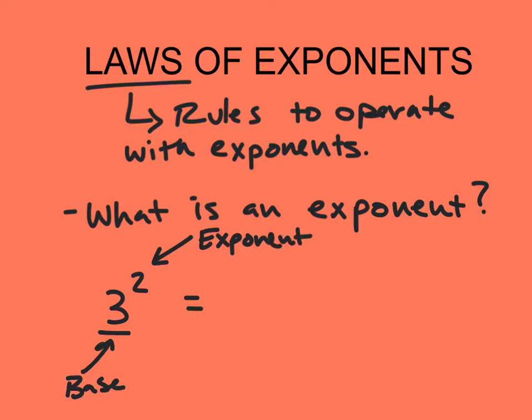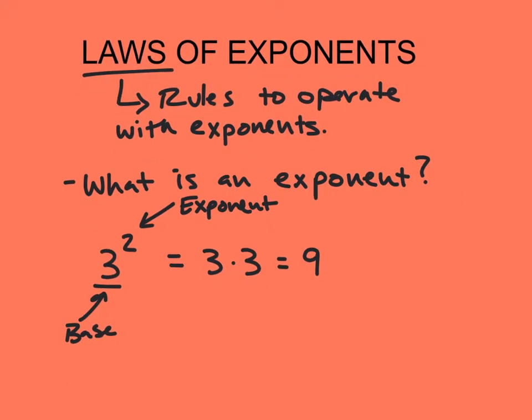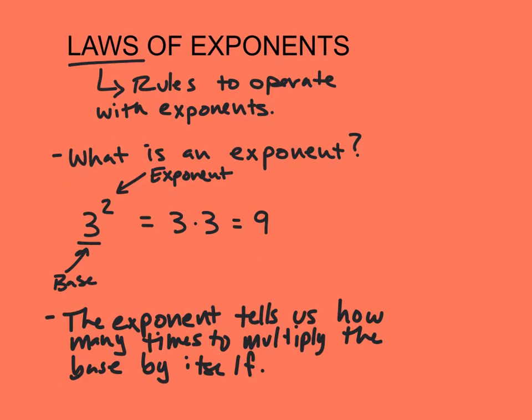All right, and so the easiest way I can explain this is that when I have 3 raised to the power of 2, that really means that I'm doing 3 times 3, which is going to give us 9. So the exponent tells me how many times I'm going to multiply the base by itself. So let's write that down. That's what an exponent does. The exponent tells us how many times to multiply the base by itself.